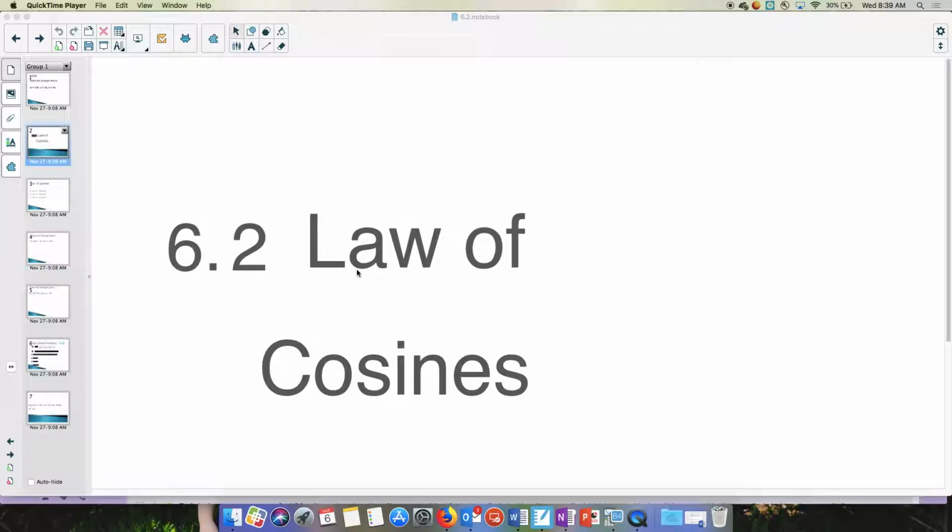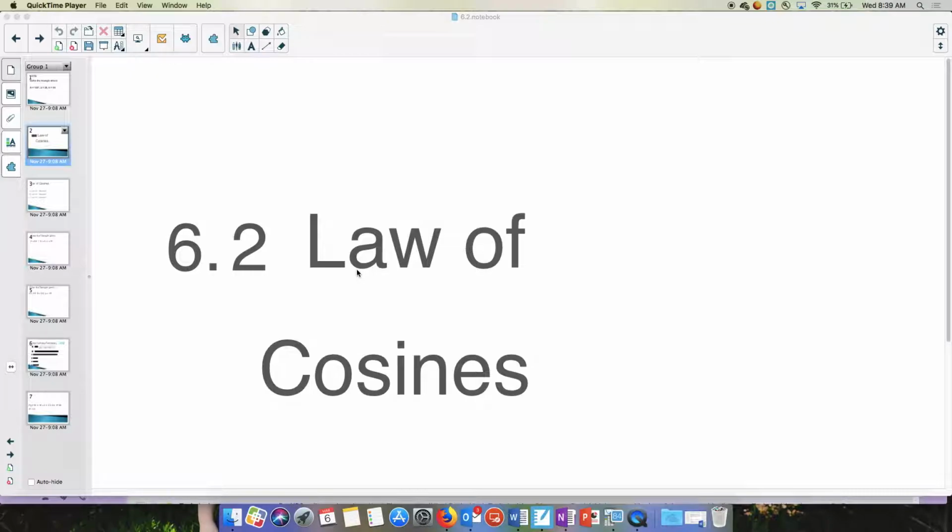Okay, so today we're going to continue talking about oblique triangles, but now we're going to solve them with the law of cosines. On the next slide, I'm going to show you three formulas. You really only need to write one of them down. The law of cosines formula involves three sides and an angle. If you write one of the formulas down, you can rearrange it based on whichever angle you're using.